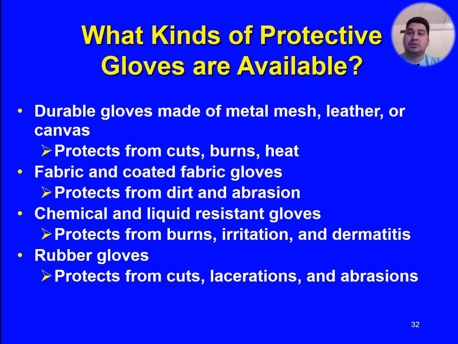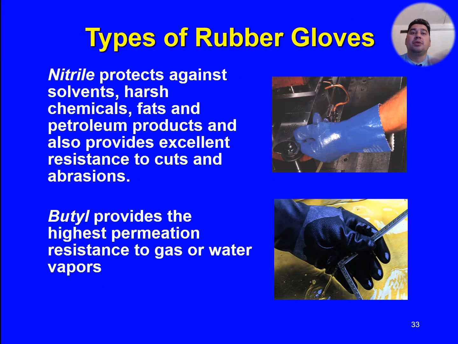Fabric and coated fabric gloves protect from dirt and abrasion. Chemical and liquid resistant gloves protect from burns and corrosive irritations. Rubber gloves protect from cuts, lacerations, and abrasions. Now, the types of rubber gloves. First type we have is nitrile. Nitrile protects against solvents, harsh chemicals, heat, and petroleum products, and also provides excellent resistance to cuts and abrasion. So you can check that whenever you are performing these tasks, you are using nitrile.